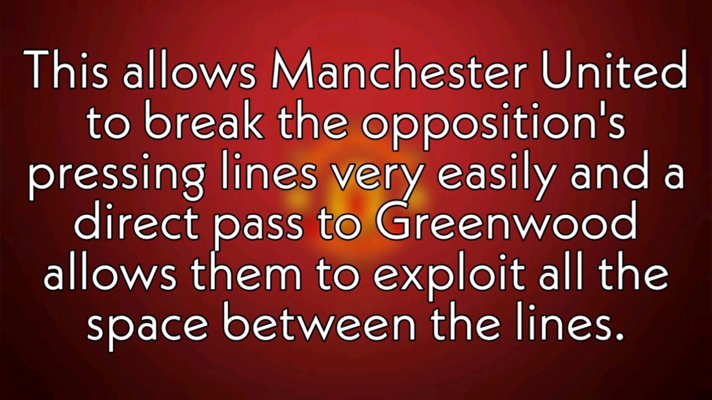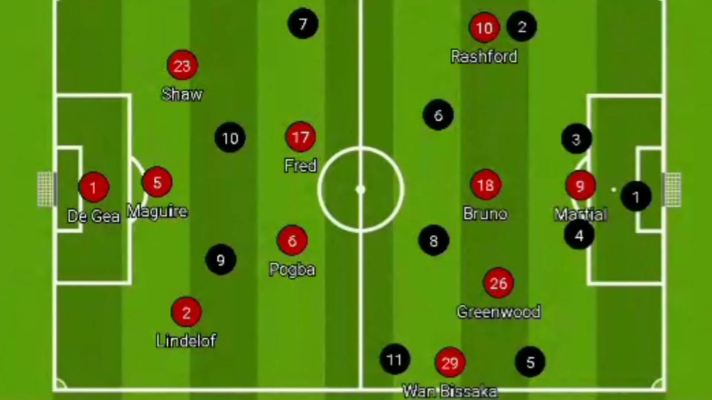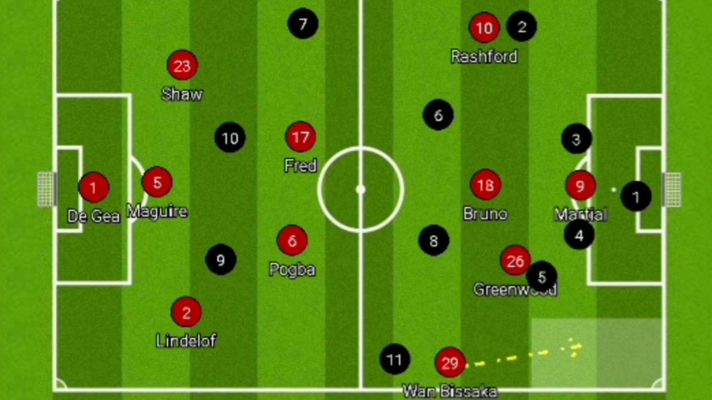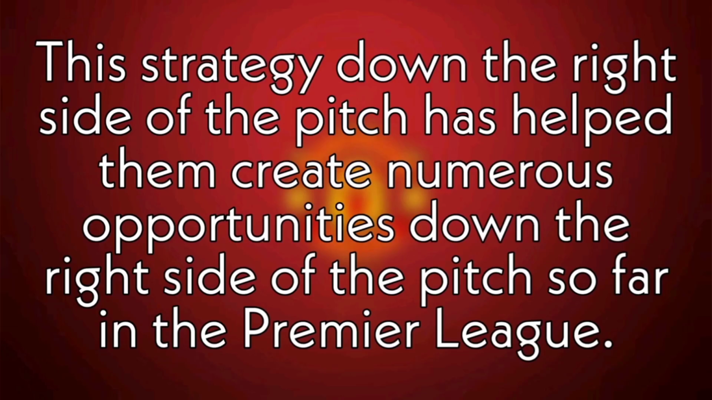This allows Manchester United to break the opposition's pressing lines very easily, and a direct pass to Greenwood allows them to exploit all the space between the lines. However, at times the opposition's left back is assigned the task of marking Greenwood and tucks inside with him. During this phase, Greenwood tucks inside to occupy the fullback and allows Wan-Bissaka to exploit all the spaces available in the wider areas. This strategy down the right side of the pitch has helped them create numerous opportunities down the right hand side of the pitch so far in the Premier League.